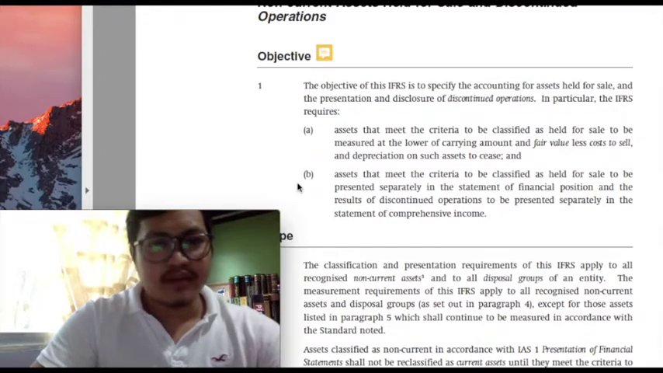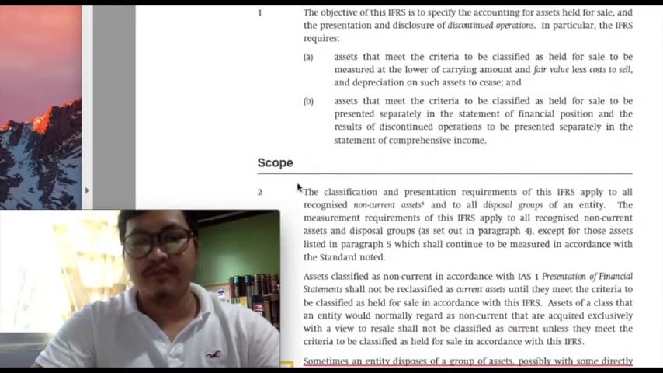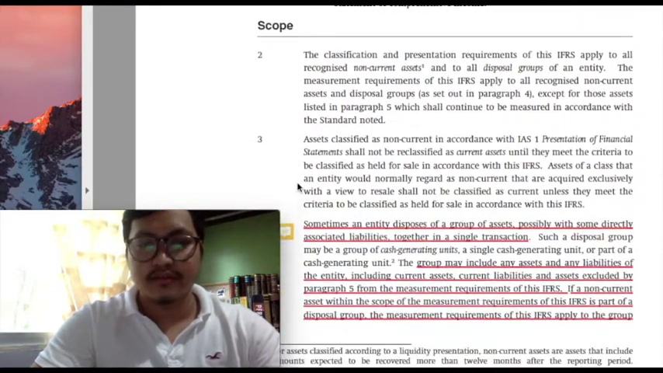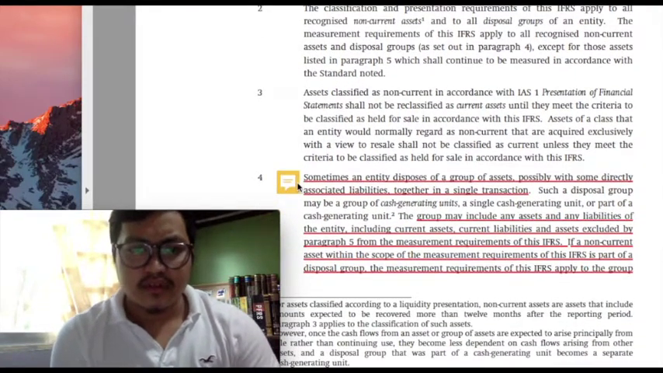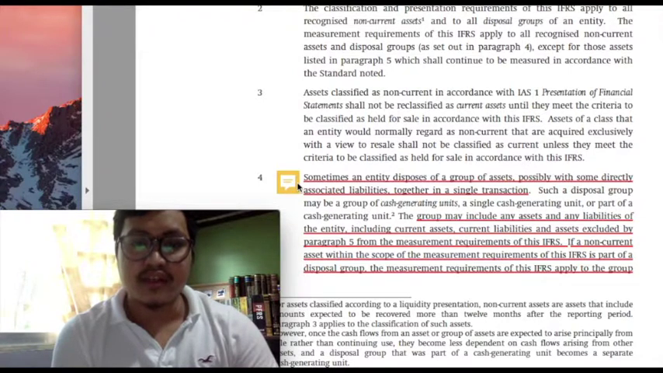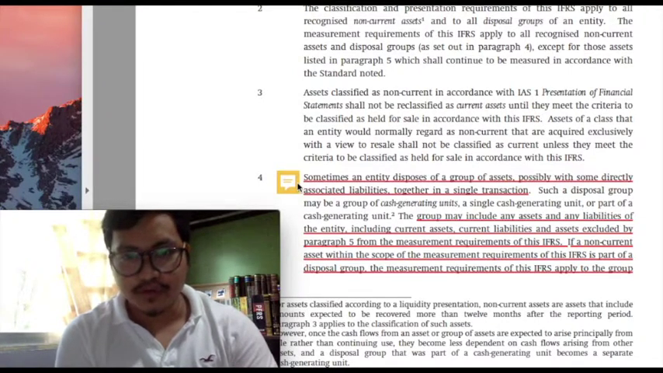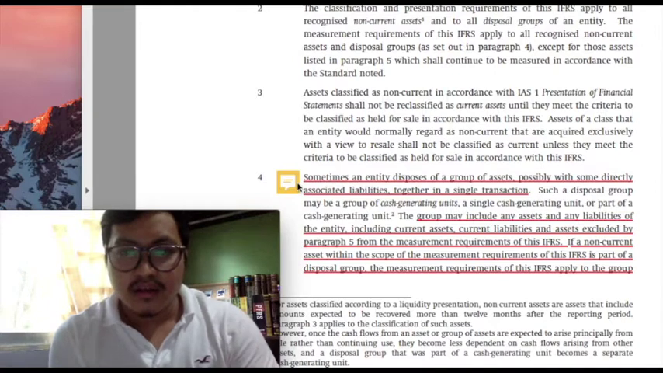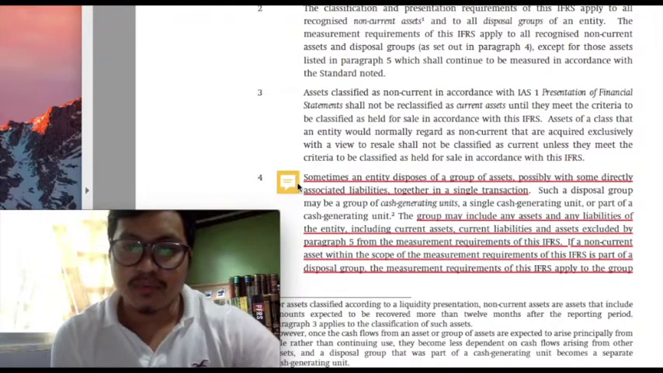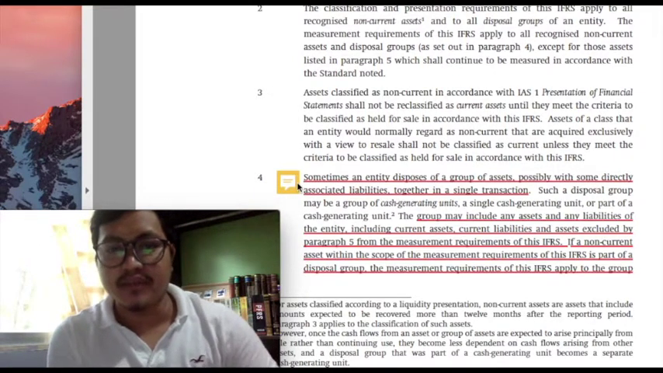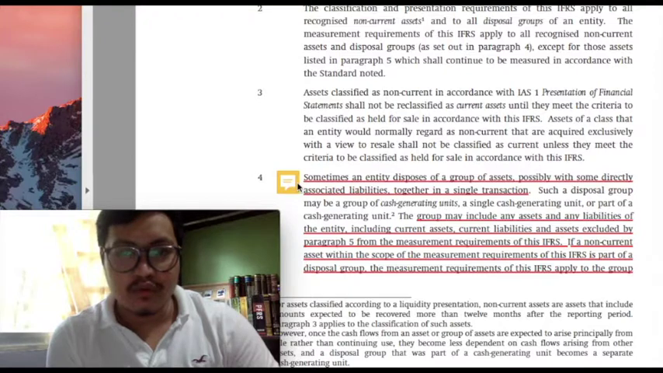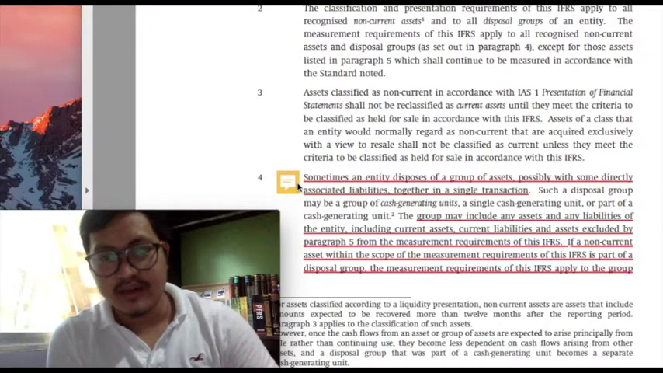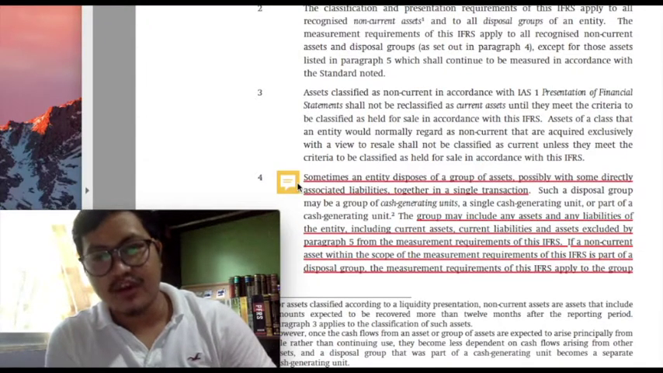I do not expect there to be a question as to the objectives of PFRS 5. Now, if we go to paragraph 4, the first sentence here will actually give us our definition for a disposal group. Sometimes an entity disposes of a group of assets, possibly with some directly associated liabilities, together in a single transaction. So this now gives us, although indirectly, the accepted definition for a disposal group.